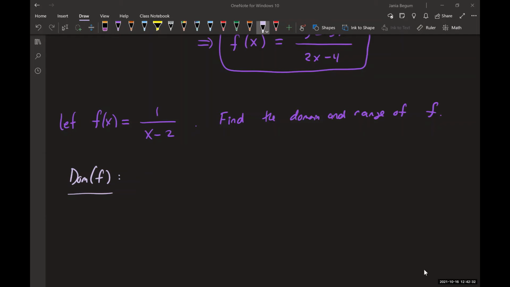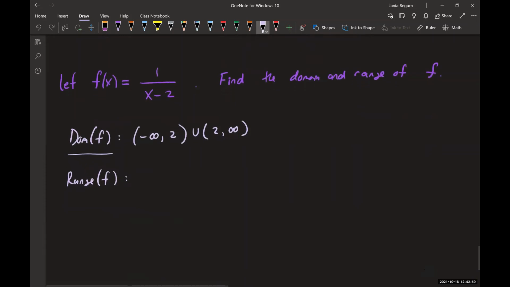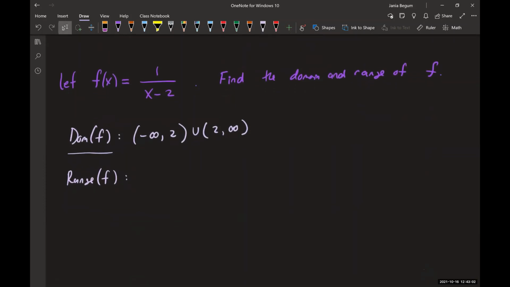So the domain would be negative infinity to 2, open, union, 2 to infinity. The reason this is the domain is because the entire real line makes sense but 2, because when you plug in 2 here, we get 1 over 0. 1 over 0 doesn't make sense for us. It's undefined. So we got the domain. But for range, well, maybe for this one we can look at it and determine, but we don't want to do that.